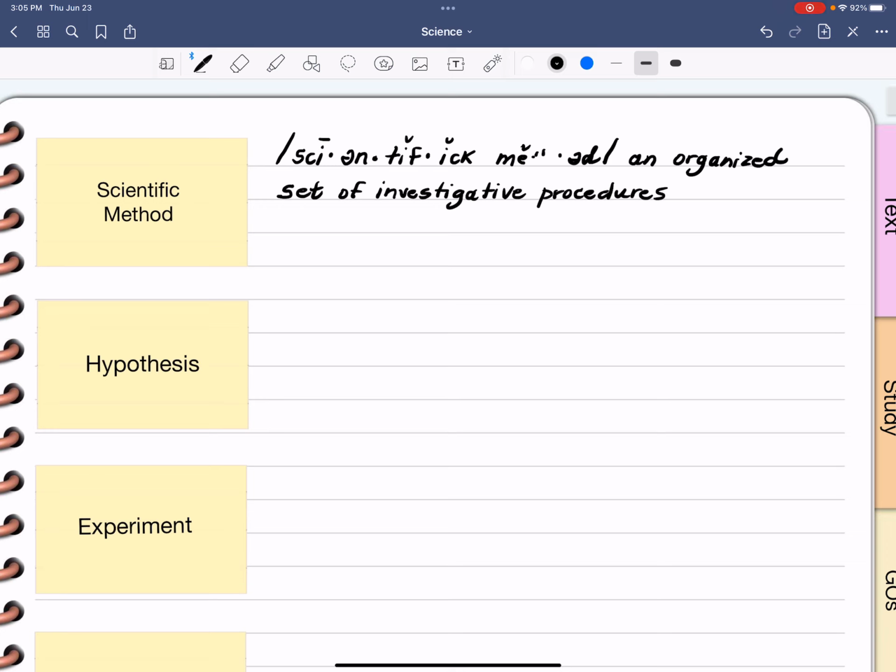This is a noun. If the definition starts with a, an, or the, as this one does right there, an, it's going to be a noun. It's a thing. The scientific method. And I have lost a whole lot here, so let me fix that. Scientific method.